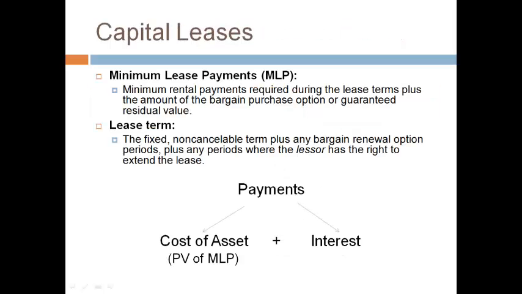The total minimum lease payments include payments during the lease term and bargain purchase payments. The lease term includes any periods the lessor has the right to extend the lease. The total payment amount will pay for the cost of the asset plus interest. The present value of the minimum lease payments is the amount for the cost of the asset only and does not include interest. Present value essentially means the amount of cost without interest.